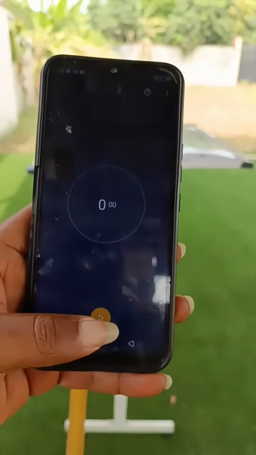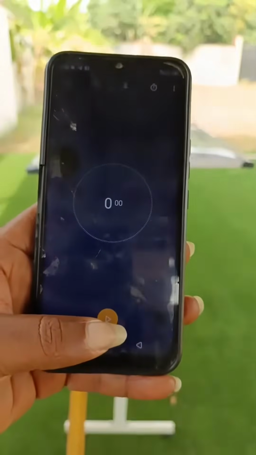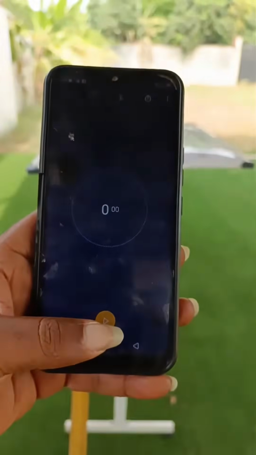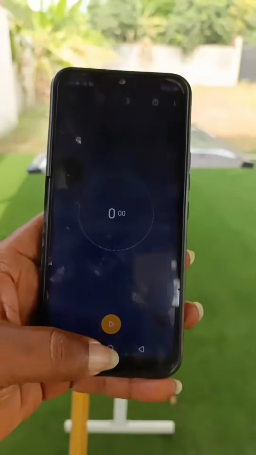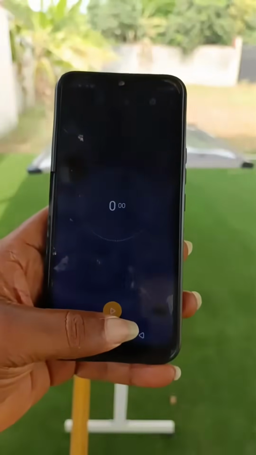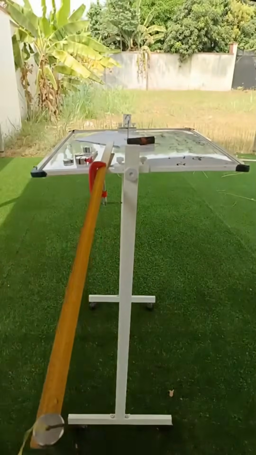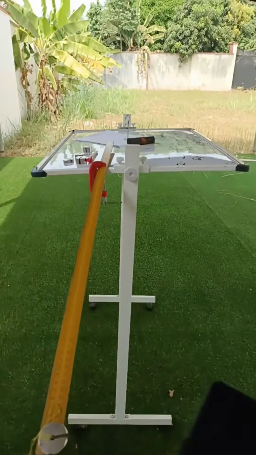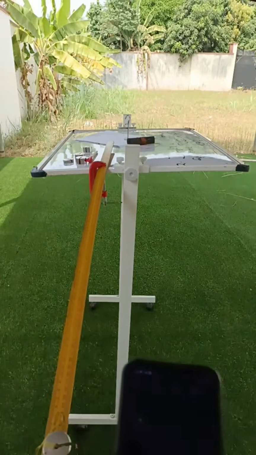Remember, once it goes up 1, come down, go up 2, come down, go up 3. Are you getting me right? Yes. Are we ready? Yes. So as I release, I would start the stopwatch. We go. 1, 2, 3, 4, 5, 6, 7, 8, 9, 10. Once it is 10, you press the stopwatch.